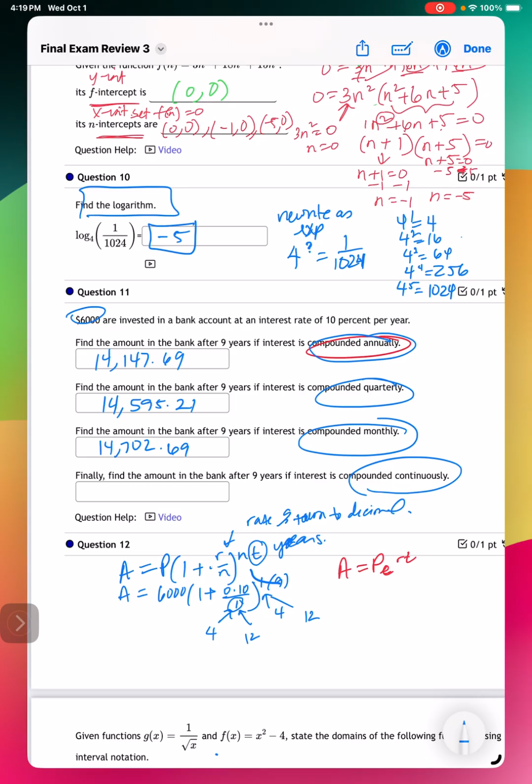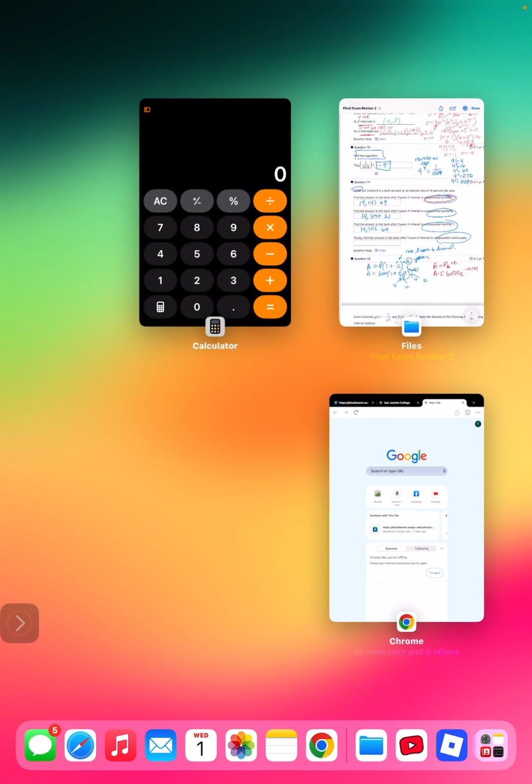And the last one, I'll show you again because that one is a little different when you're putting it in the calculator, is the compounded continuously. So again, switching over to red, we're looking for our future amount when our principal is 6,000 times E. The rate would still be 0.10 times 9 years. And that's what you're going to be putting in Desmos.